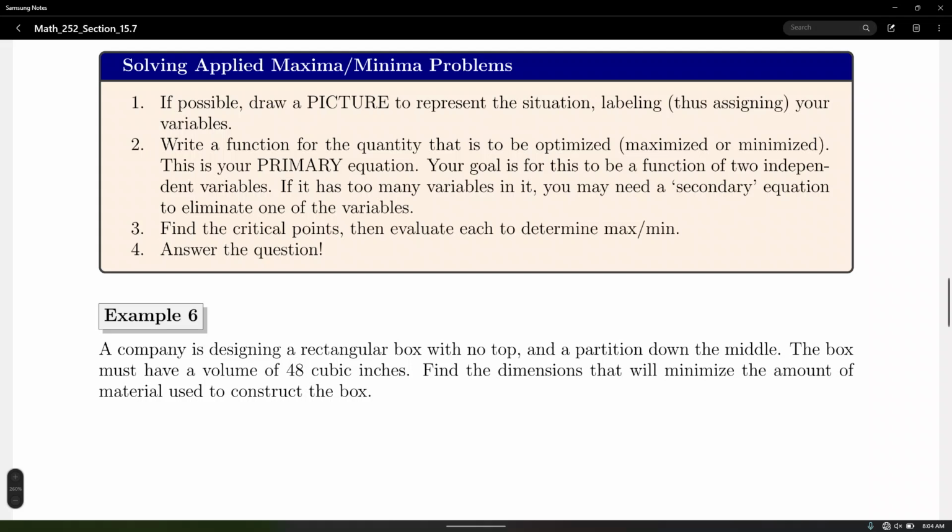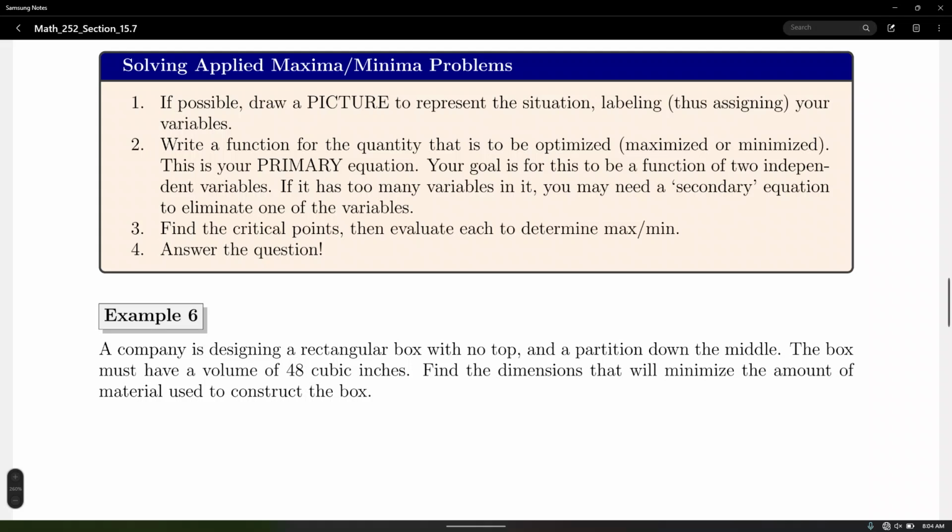So if possible, draw a picture to represent the context of the situation, labeling any variables that you think could be relevant, to then come up with a basic model that we can use to do the calculus on. That's the next part: write a function for the quantity that is to be optimized, that is minimized or maximized. That is going to be our primary equation.